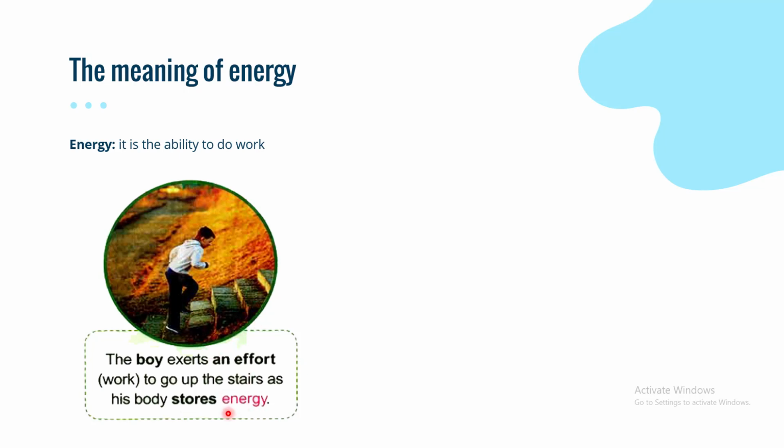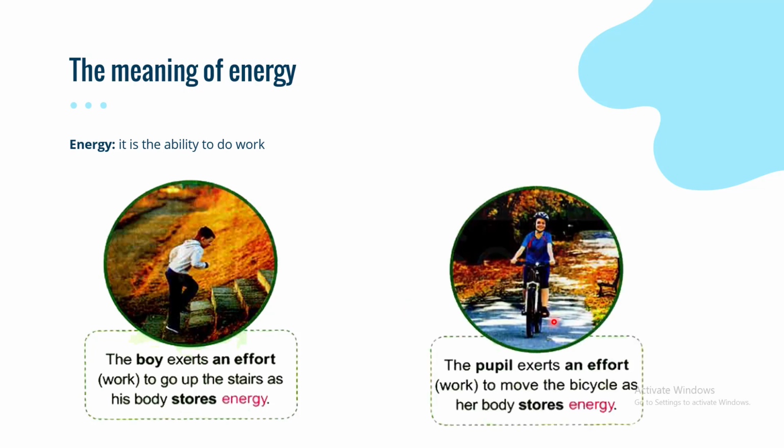But how is he able to do this? Well, this is because of the energy stored in his body. So the energy stored in his body makes him able to exert an effort, and this effort makes him able to go up the stairs. Taking another example, this girl exerts an effort, which is the work again, to move the bicycle. And she is able to do this because there is a specific energy stored in her body.